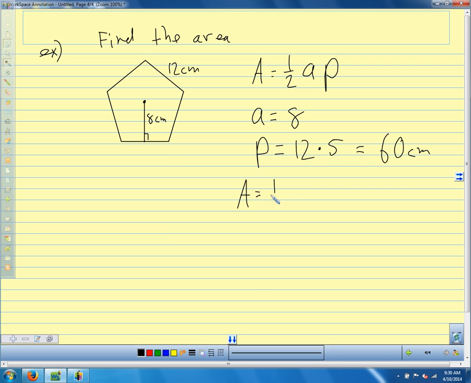The area equals 1/2 times 8 times 60. 1/2 is the same as dividing by 2. I could multiply these together and divide by 2, or I could divide one of them by 2 and then multiply. Doesn't matter what order. When I calculate this out, half of 8 is 4. 4 times 60 is 240. So the area would be 240 square centimeters.